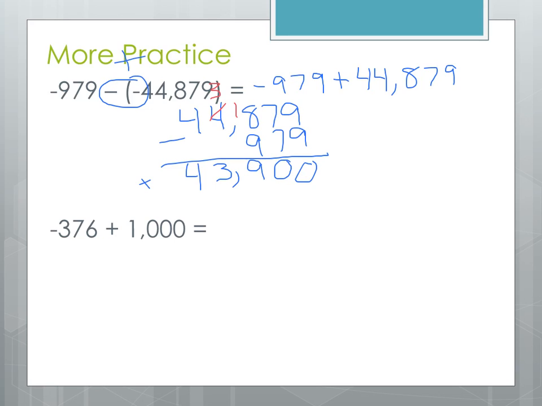For our second example, we have negative 376 plus 1,000. There's no double signs to get rid of, so we can start combining these numbers. We've got a negative and a positive, which means we're going to subtract, and we're going to put the larger number on the top. So it'll be 1,000 minus 376. The bigger of these two numbers is positive, so our answer is going to be positive. We can put that plus in there to remind us. Now it's time to subtract.